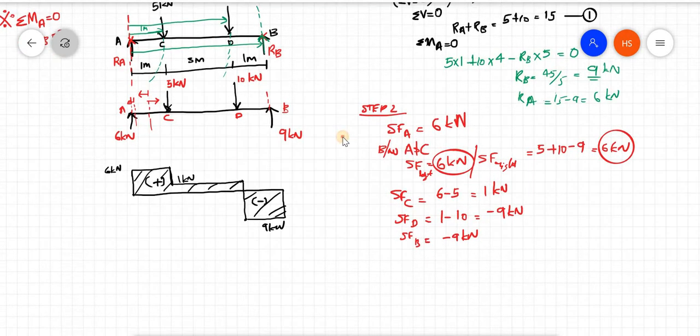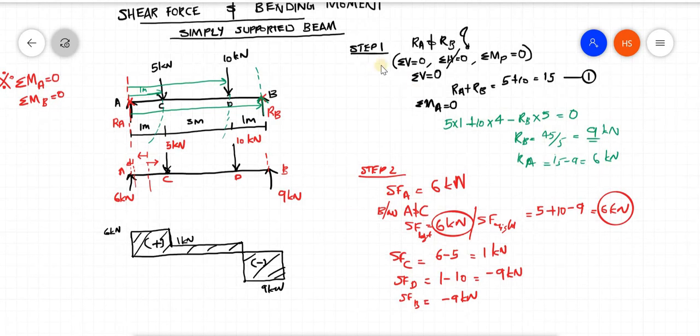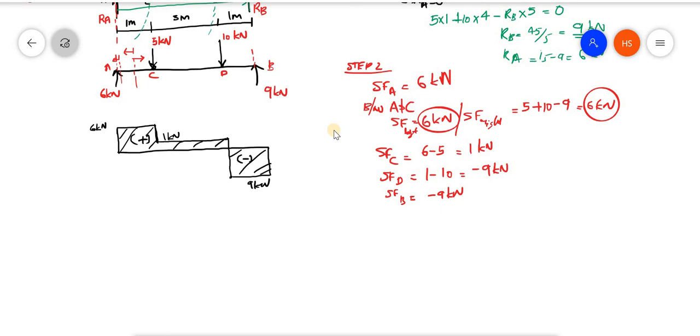Now, next one. The only thing you have to write are the steps. Step 1: write the reactions. Step 2: write the shear force at various points. Now step 3: we have to find out the bending moment. So step 3 is the bending moment.